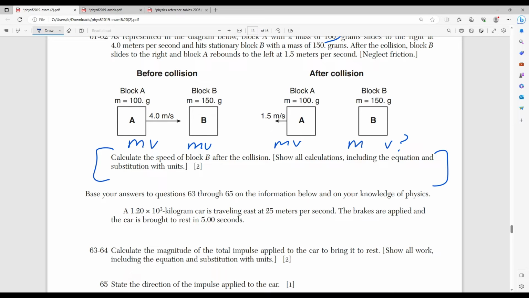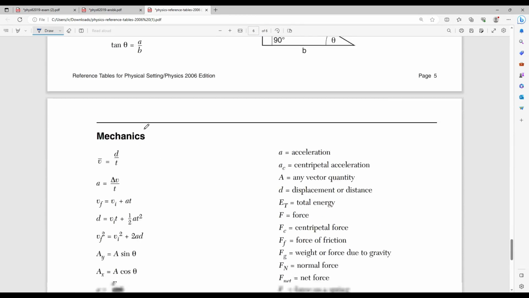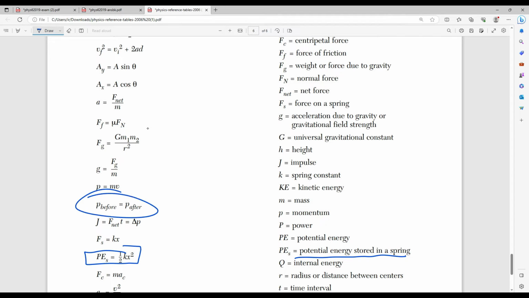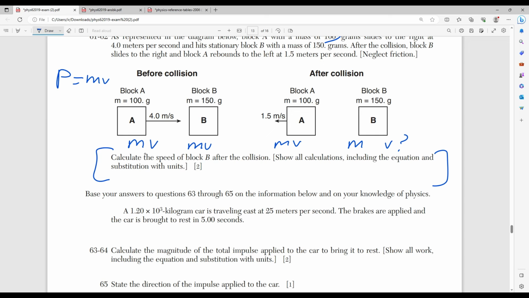And I have mv so many times, I'm going to start thinking about momentum, because p equals mv. But I'm going to think about a very specific formula located in my reference table. It says that p before is equal to p after. So in my space, I'm going to write p before is equal to p after. What that means is that the momentum of the system, which includes the momentum of block A plus block B, is equal to the momentum of block A and block B after their collision.